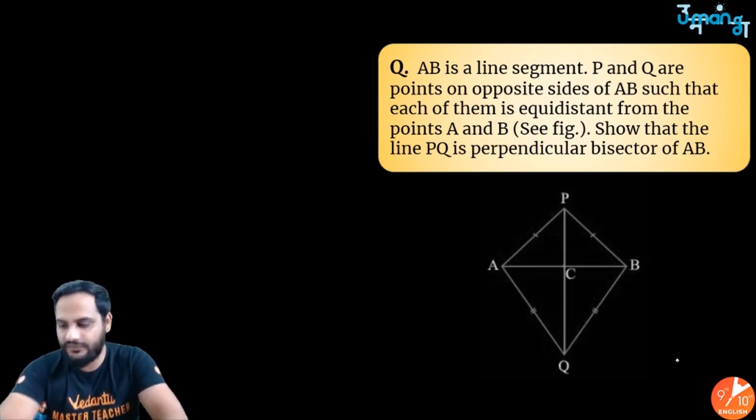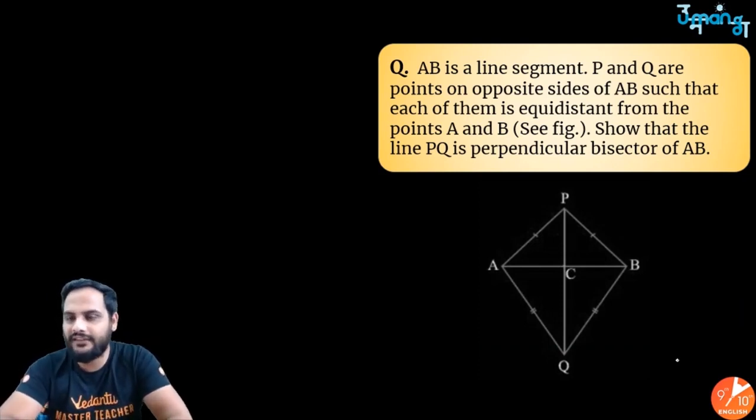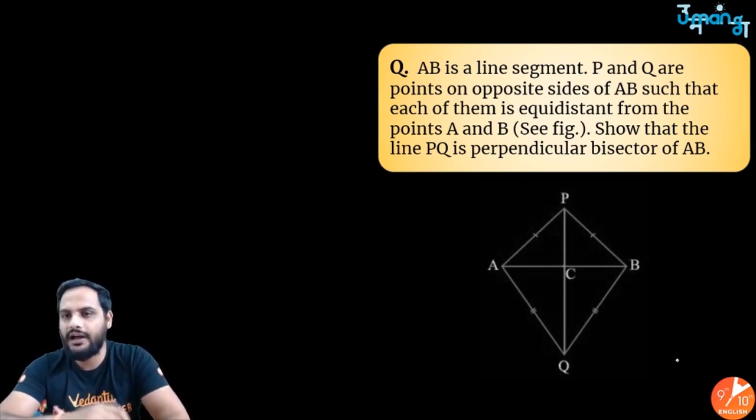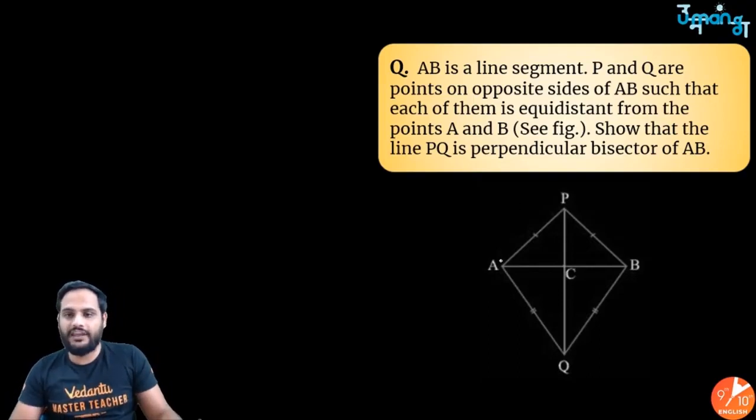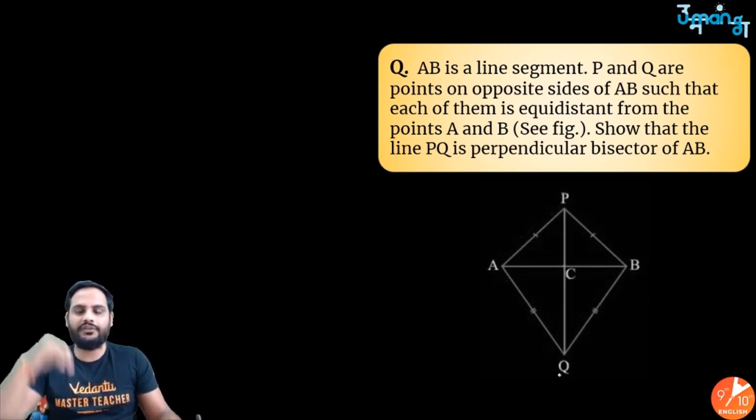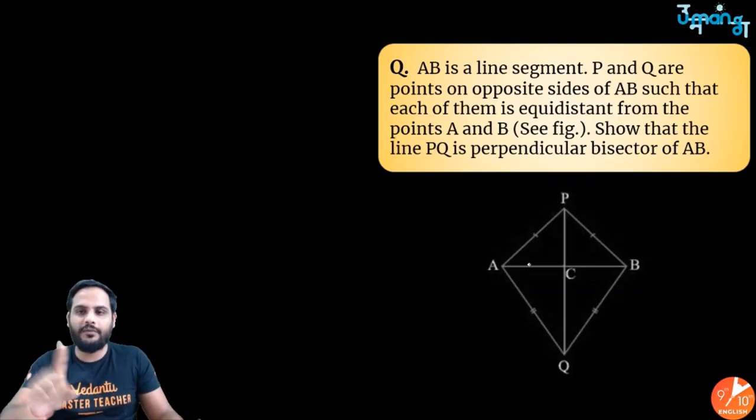So let's read this question once. So I have AB is a line segment, P and Q are points on the opposite sides of AB such that each of them is equidistant from A and B. So AB is a line, P and Q are 2 points on the opposite sides of AB. One is at the top, one is at the bottom. They are equidistant from A and B.